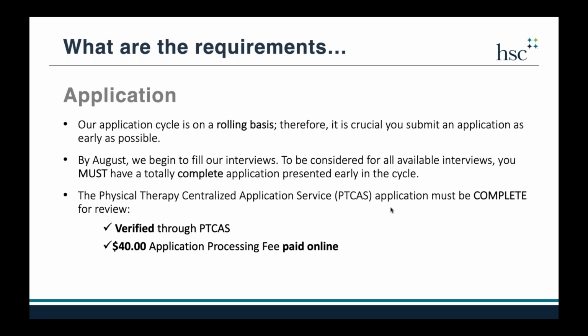We're going to review applications in the order they become complete for us. Complete for us means we've got that verified PTCAS, and we also have your $40 application processing fee that you pay directly to the program. You'll receive a link to pay that application processing fee as soon as we have received your verified PTCAS. So just be aware that once those criteria are met, that's when your application will go into our queue for the admissions committee to start reviewing it.